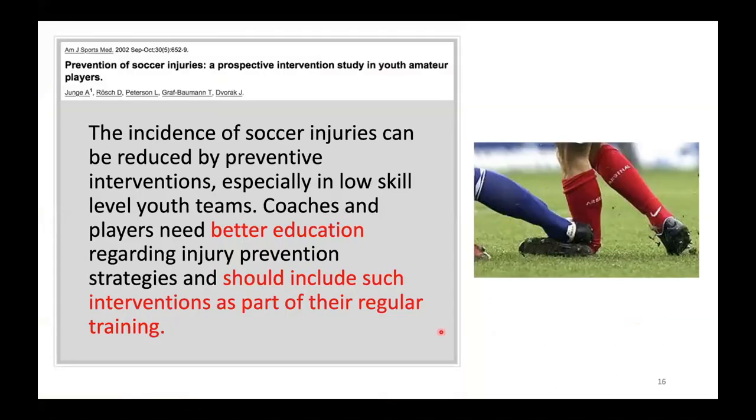The important part of our work with youth athletes is to provide training strategies. But first of all, we should provide a good education to coaches and managers about the importance of creating habits in the everyday training.